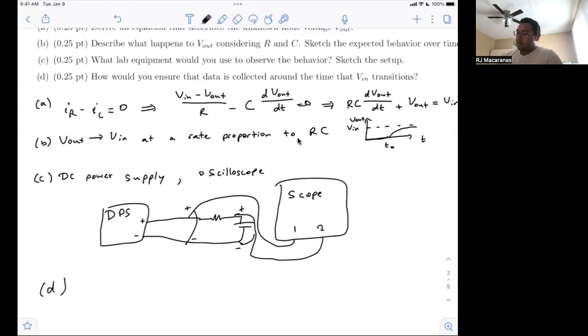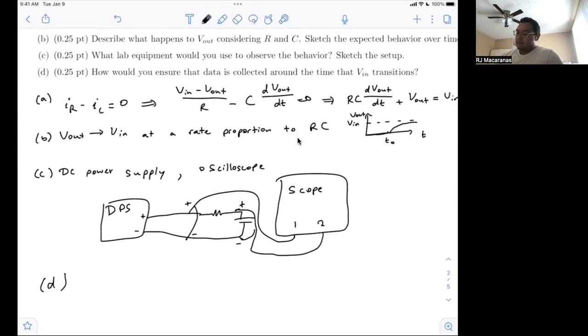Then part D asks, how would you ensure that this data is collected around the time that V in transitions? And to do so, we would use a trigger.